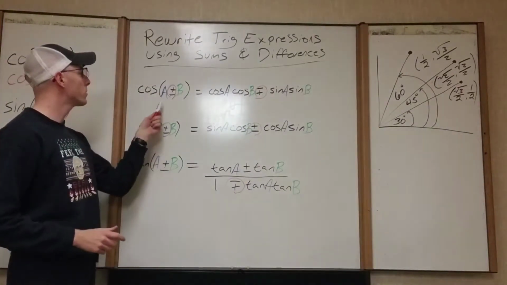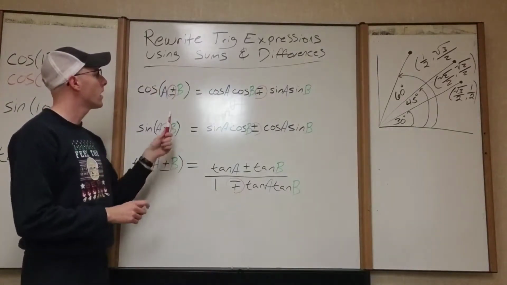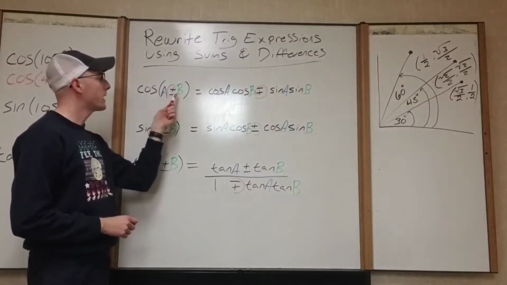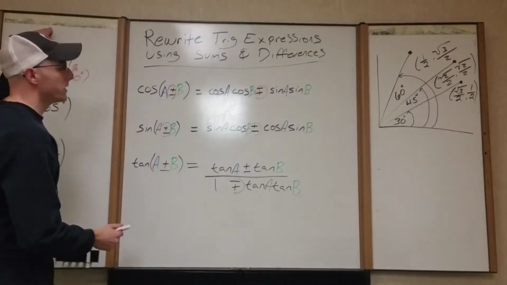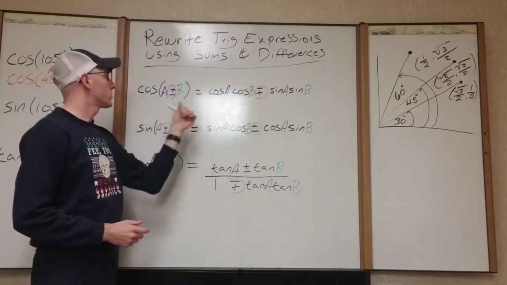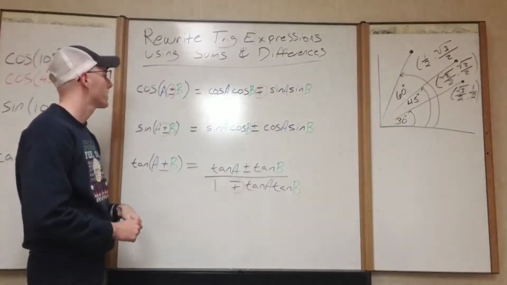So it's important to note that with the cosine expression here, your operation is going to flip. So if you are adding A and B to get your initial degree measure, then you're going to be subtracting here. So this is going to flip when you plug it into the formula.